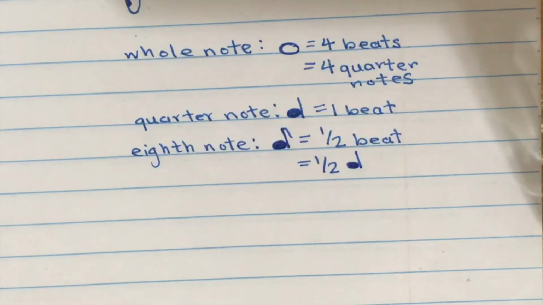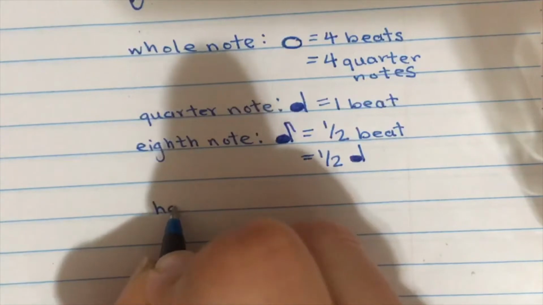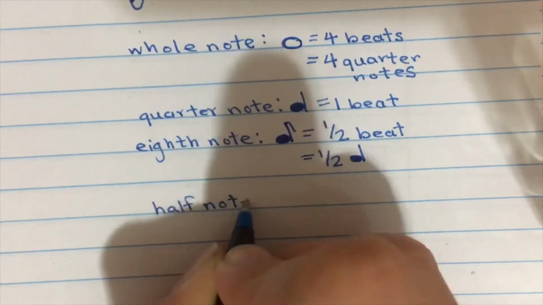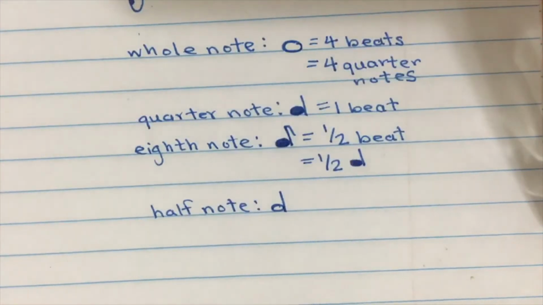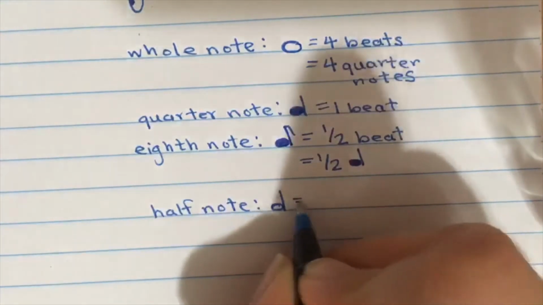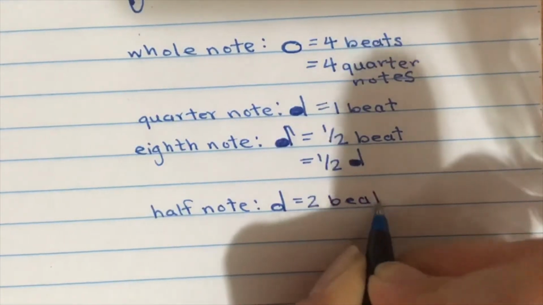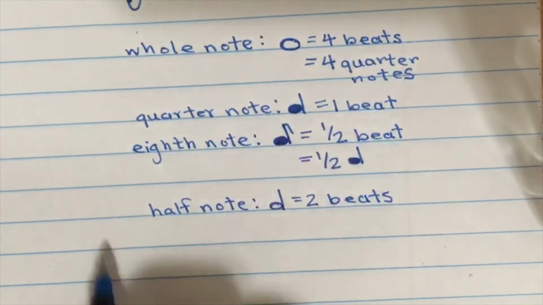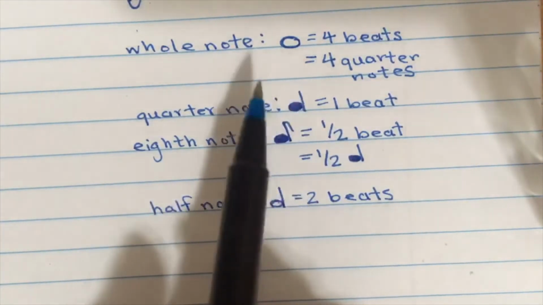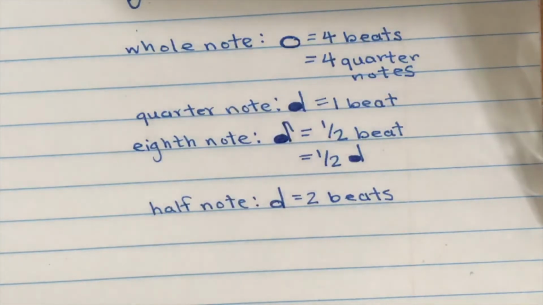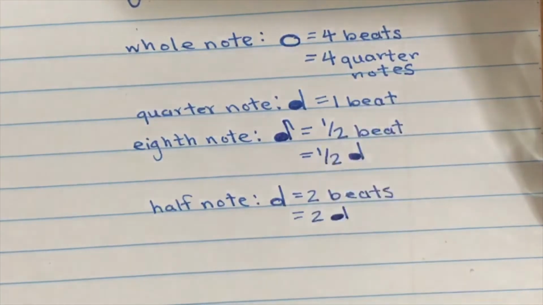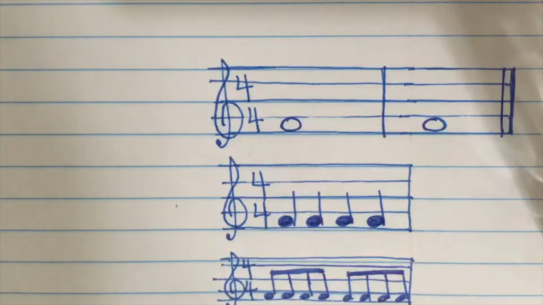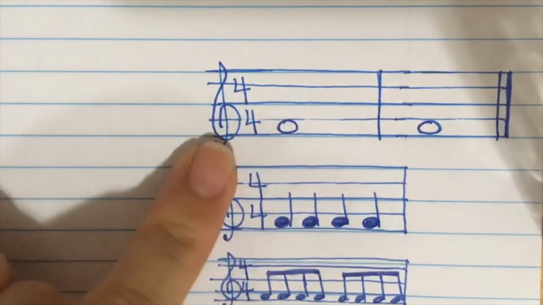Okay? And the last type of note we're going to look at today is the half note. A half note looks like a mixture of a whole note and a quarter note. And a half note is equal to 2 beats. So we can see that the half note, being 2 beats, is equal to half of the whole note, which is 4 beats. And it is also equal to 2 quarter notes.